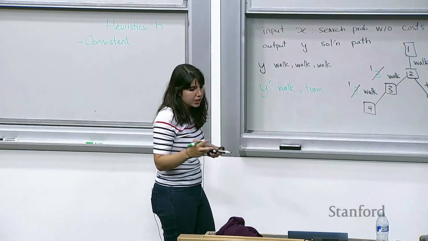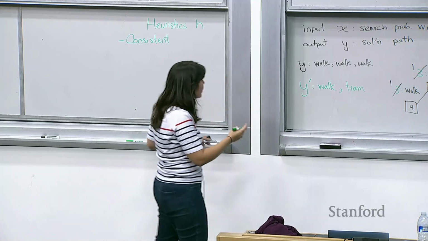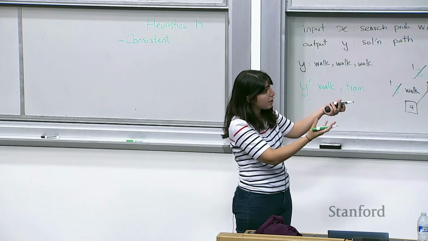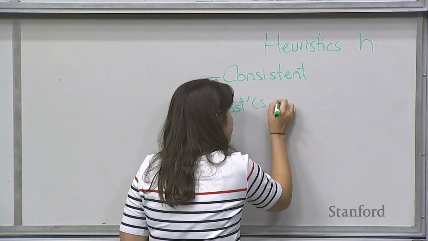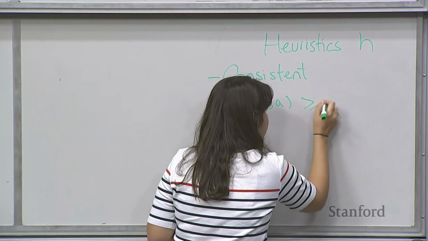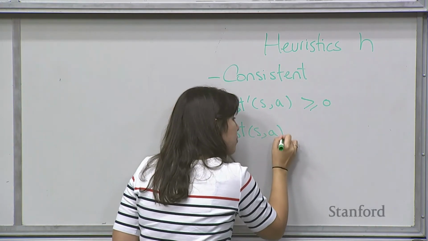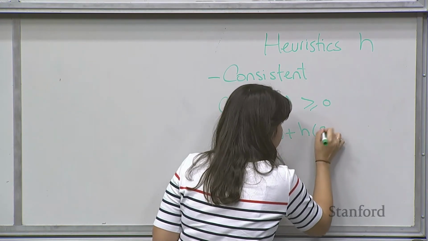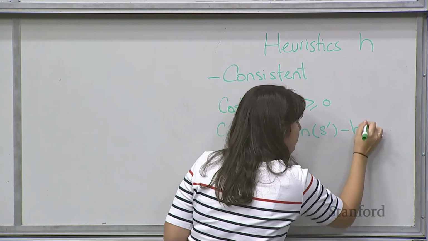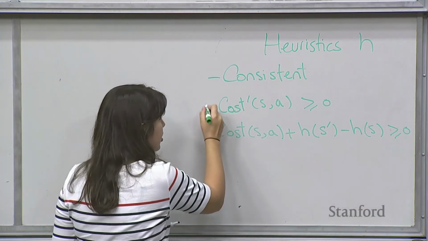The first condition is that it's going to satisfy the triangle inequality. What that means is that the updated cost that you have should be non-negative. So this cost prime of S and A should be positive. That means the old cost of S and A plus H of successor, I'm going to use S prime for that, minus H of S is greater than or equal to 0. Okay, so that is the first condition.